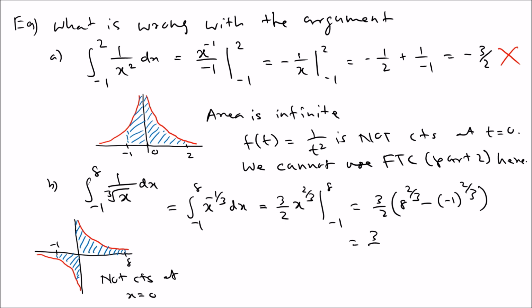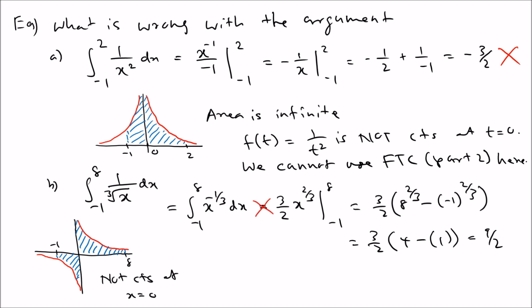You get 3 halves. How do we do this? Take the root first. The cube root of 8 is 2, squared means 4, so you get 4, minus the same thing: the cube root of negative 1 is negative 1, squared means 1. So you get 1 here. That means you're going to get 9 halves. Actually, that's exactly the answer you get, but the method is completely wrong. You can't do it because this step is not valid. We have to do it in a different way.